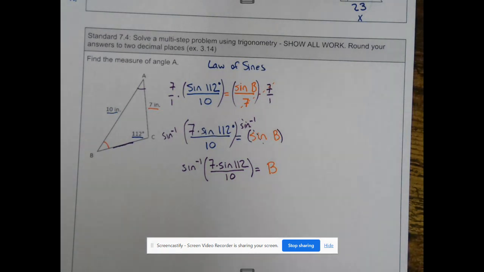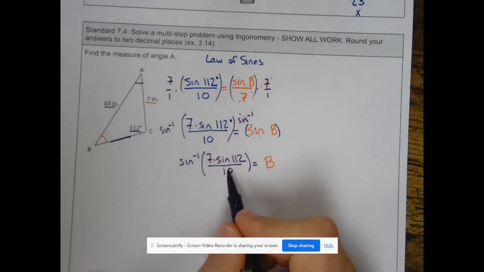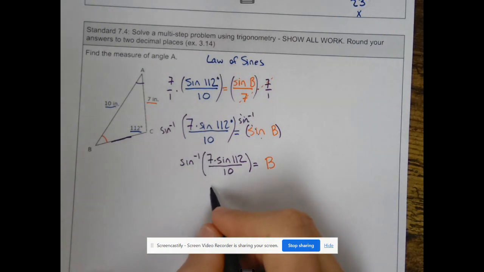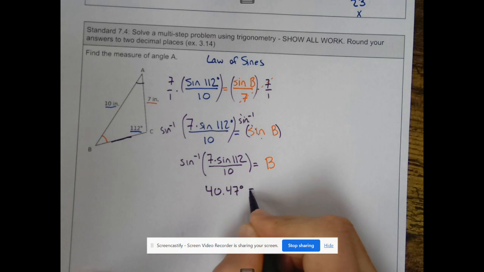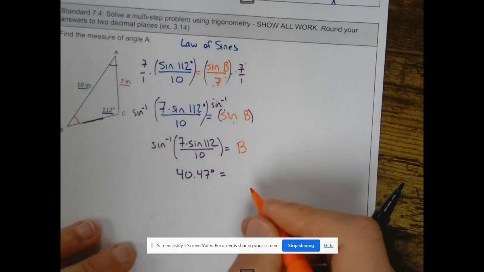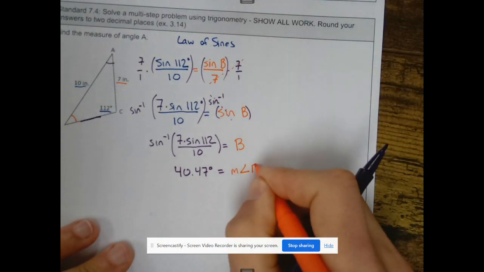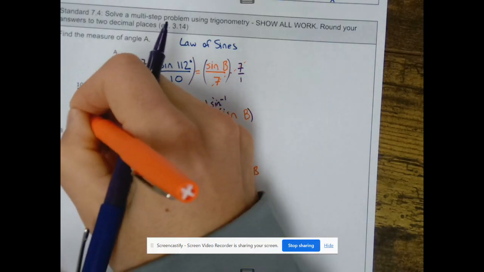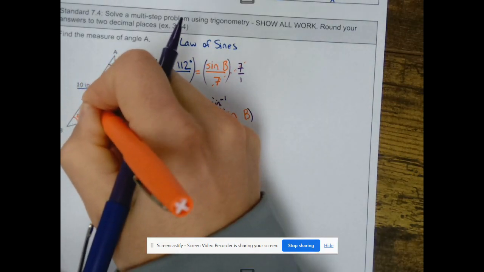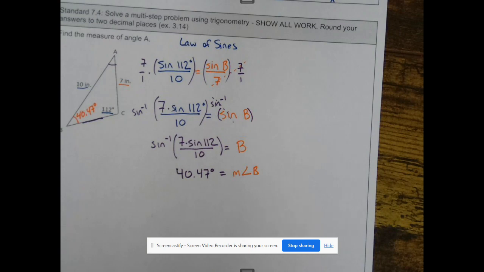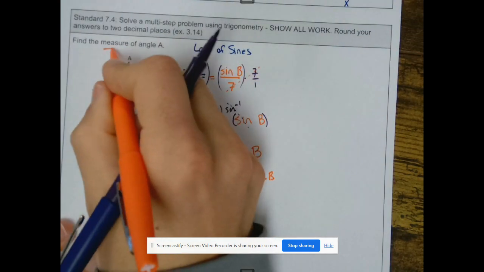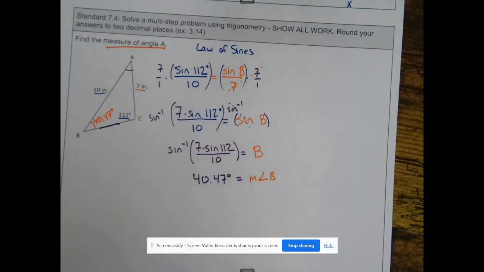When you put this in your calculator, the inverse sine of this, you're going to find that angle B is about 40.47 degrees. So that is the measure of angle B. So angle B right here is 40.47 degrees. Now, my whole goal here was to find the measure of angle A. Well, can I find the measure of angle A now?